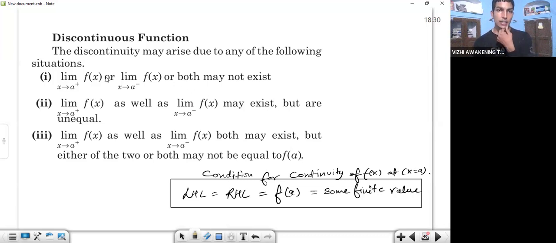There are some conditions given. First, when the limit does not exist, or both may not exist, then we can say the function is discontinuous. If the right hand limit as well as the left hand limit both exist but are unequal, then we can say the function is discontinuous. If the right hand limit as well as the left hand limit both exist, but either of the two or both are not equal to the value of the function f of a, then we can declare the function as discontinuous. So is that clear, everyone?